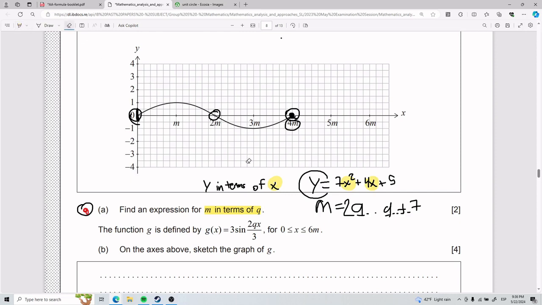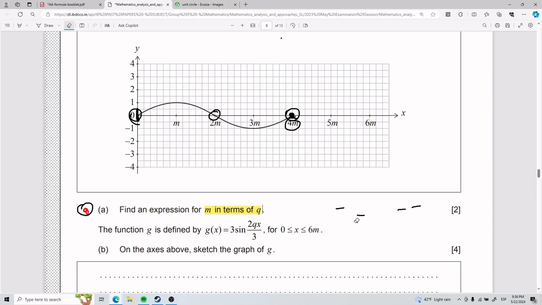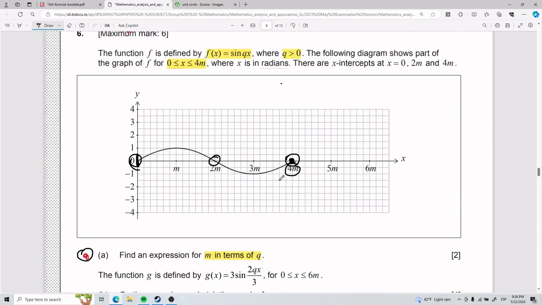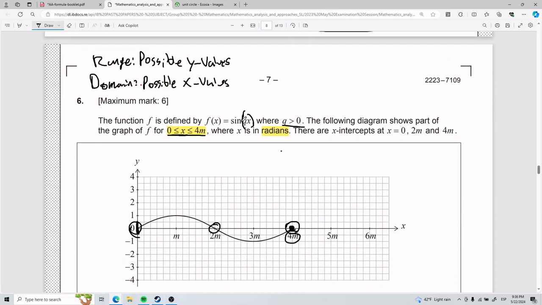It's only x. So that is what it means when it says m in terms of q. M has to be alone, and you will end up with only q's on the other side. Now, to further understand how to solve this, you first need to identify where q is. And so q is inside the parentheses of sine.